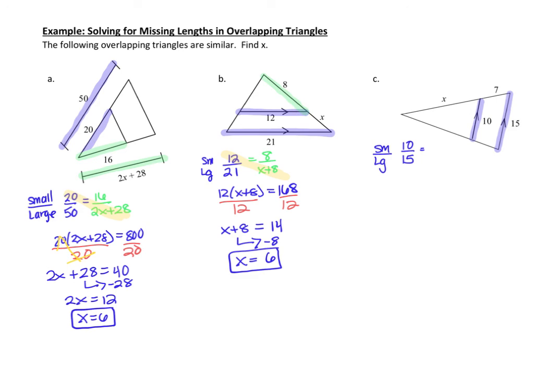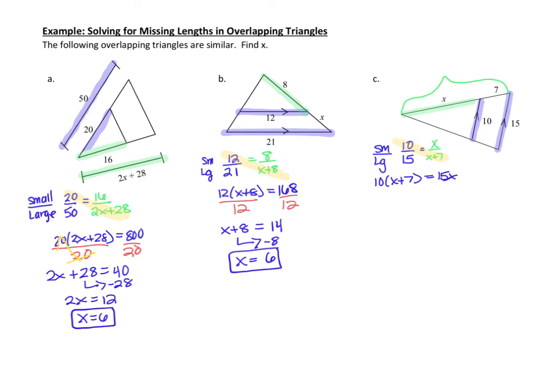If the small triangle has a side x, what does that correspond to in the larger triangle? In the larger triangle, it would be x plus 7. So let's go ahead and do our cross products. We'll do 10 times x plus 7, and then set that equal to 15x.